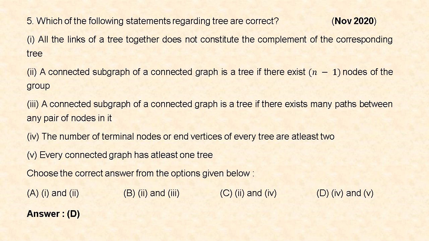Fifth one, every connected graph has at least one tree. Choose the correct answer from the options given below. A 1 and 2, B 2 and 3, C 2 and 4, D 4 and 5. Here the statement 4, the number of terminal nodes or end vertices of every tree are at least 2, is true, and statement 5, every connected graph has at least one tree, is also true. So option D is correct.